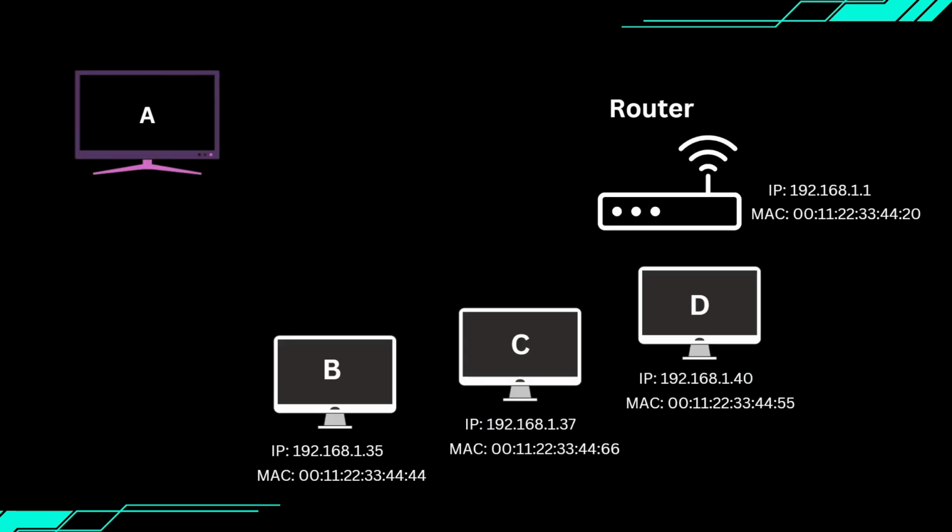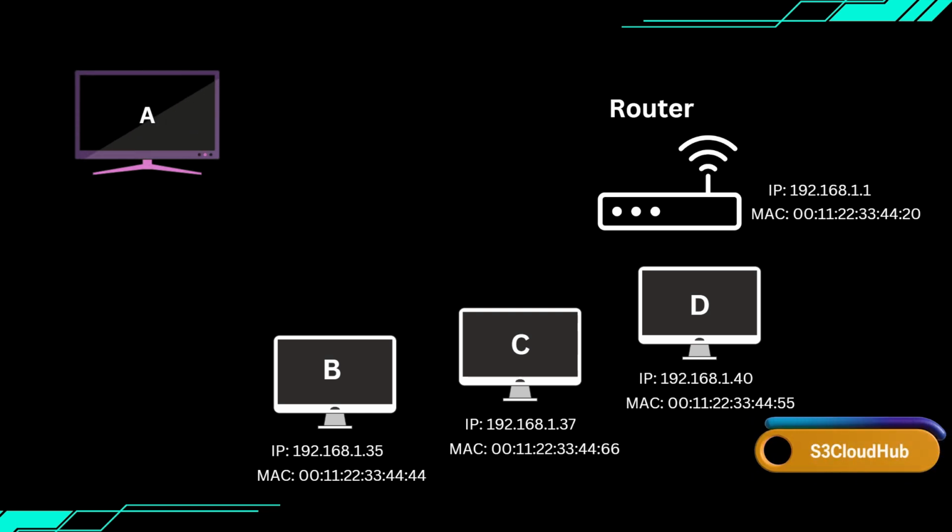Here is an example. In this network, we have four devices A, B, C, and D, and a router. Each device has both an IP address and a MAC address. Let's say device A needs to communicate with device C. Device A knows the IP address of device C, but it needs the MAC address in order to send data. Here is how device A gets the MAC address.